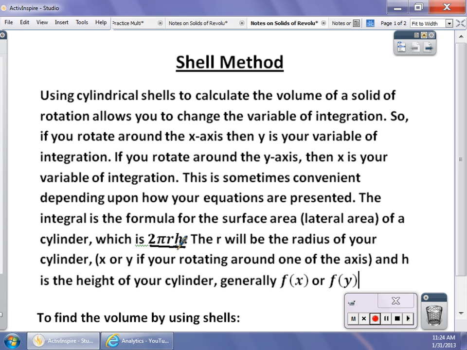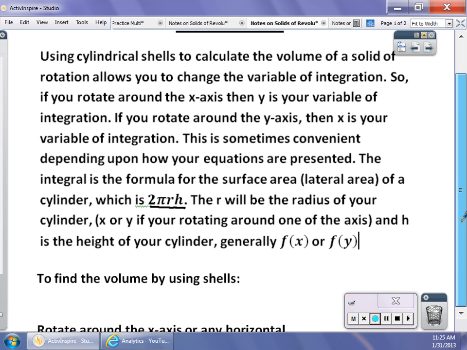The AP exam does not require you to know shells, but if you use shells correctly on the AP exam, they will not count it wrong. Sometimes it's easier to do. Like I was saying a few videos ago, when I test you on it, I will specifically say you have to use shells, or you have to do it by disc, or by washers, or whatever. The 2 pi is a constant I pulled out in front of my integrand.